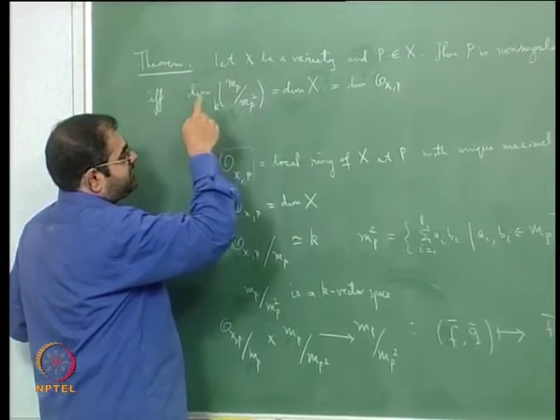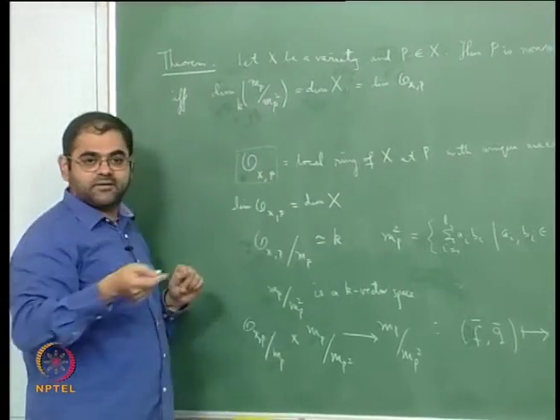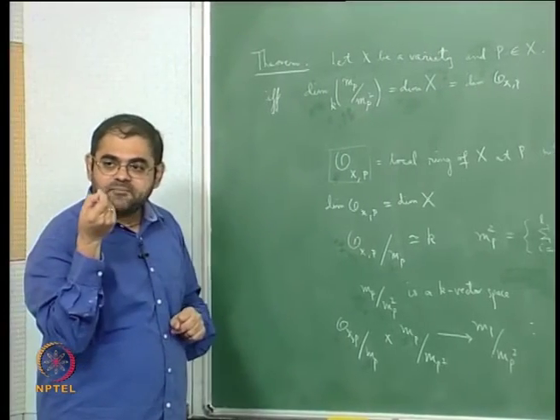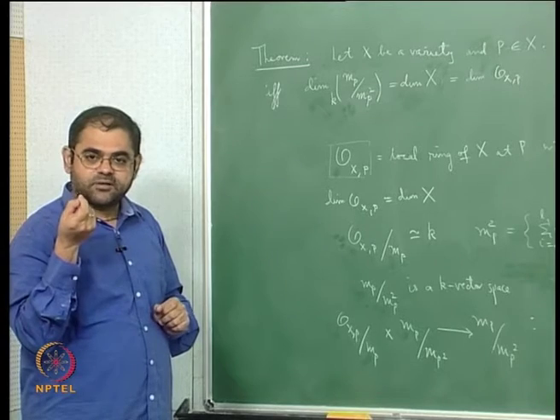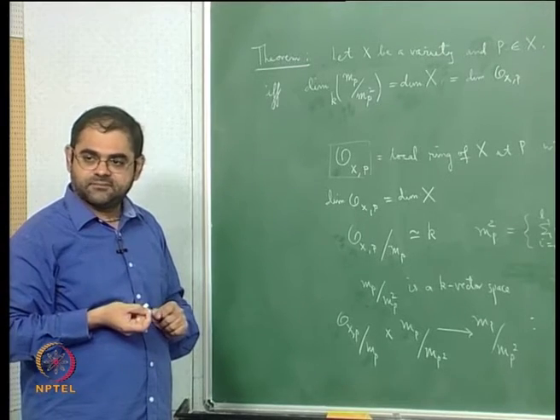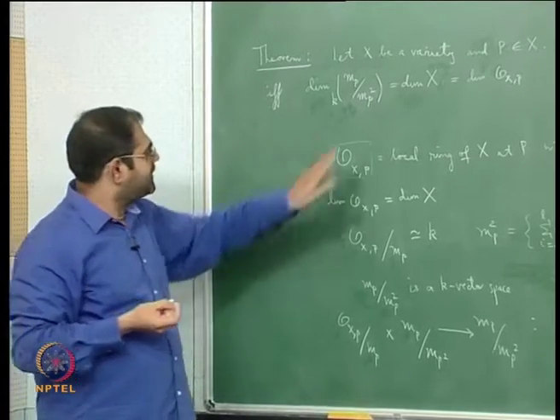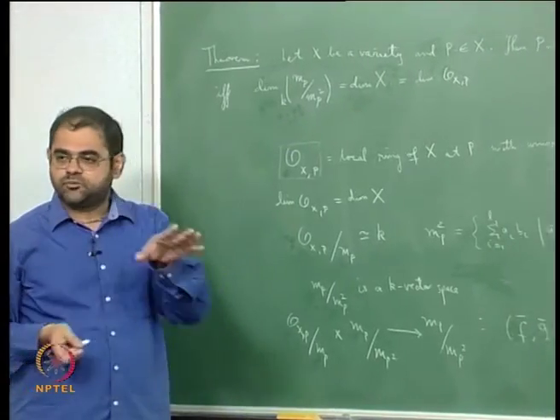And if the dimension is greater than the dimension of the local ring, then that point P is not a smooth point, it is not a non-singular point, it is a singular point, it is a singularity. If the dimensions are equal, then it is a smooth point.